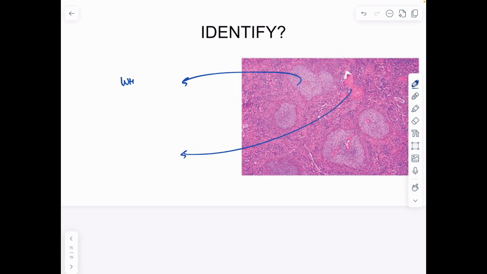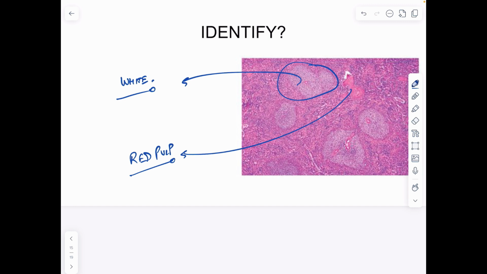How is the white pulp identified? It appears basophilic, that means it appears slightly dark blue in color on hematoxylin and eosin stain. As you already know, it consists of the lymphoid follicles, periarteriolar lymphoid sheaths and surrounding central arteries, right? On the other hand, the red pulp appears red or slightly pinkish in color on H&E stain. And what does it contain?